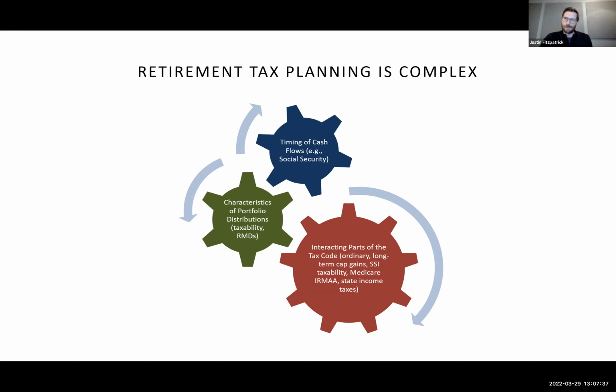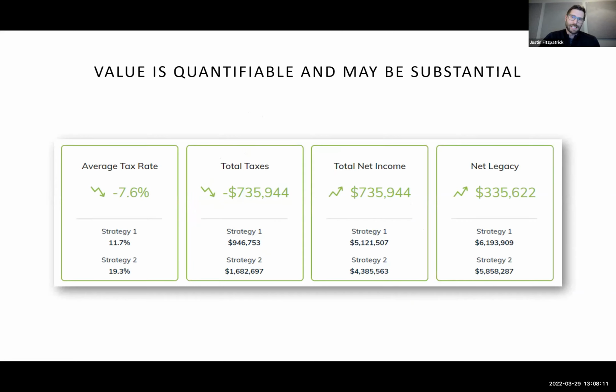So ordinary and long-term cap gains actually interact with each other because cap gains are kind of stacked on top of ordinary income. So Social Security taxability is affected by all of this. Medicare IRMAA and state income taxes have, in many cases, a lot of complexity surrounding retirement income types. So this is just a little bit of a picture of why this is not kind of back of the envelope material for most people, even somebody with a relatively simple situation. But that being said, it is possible, and we make every effort to make this value easily demonstrable.